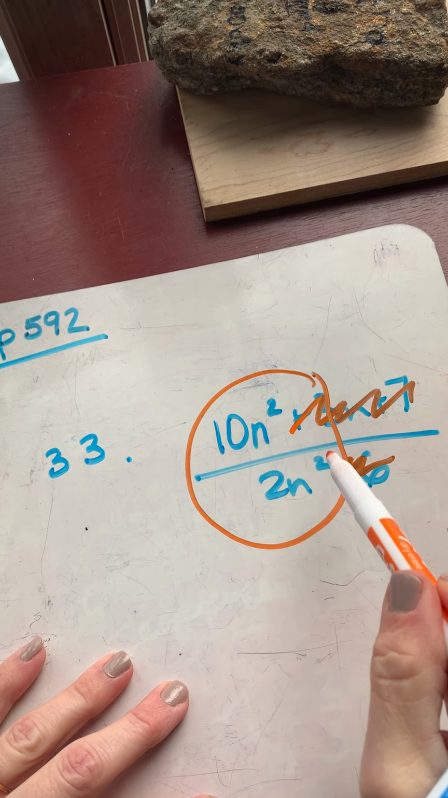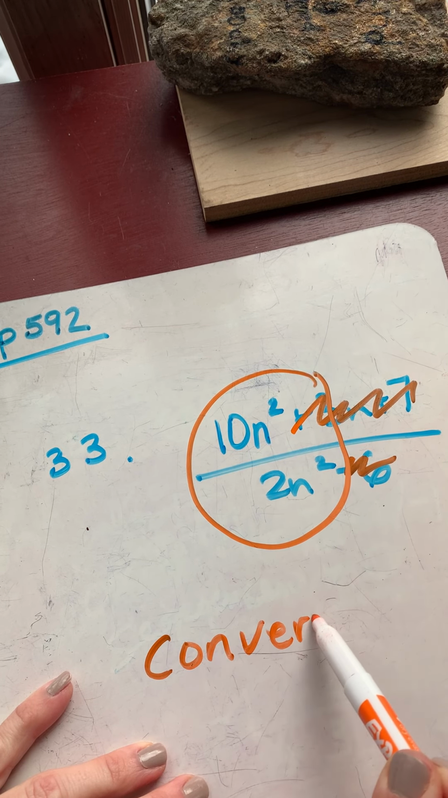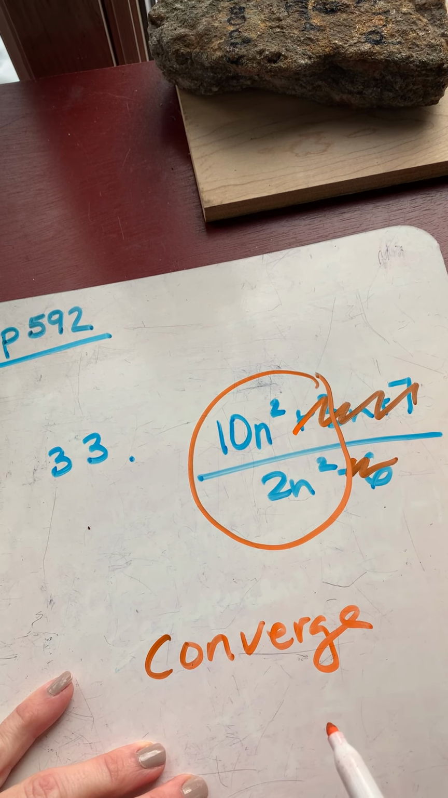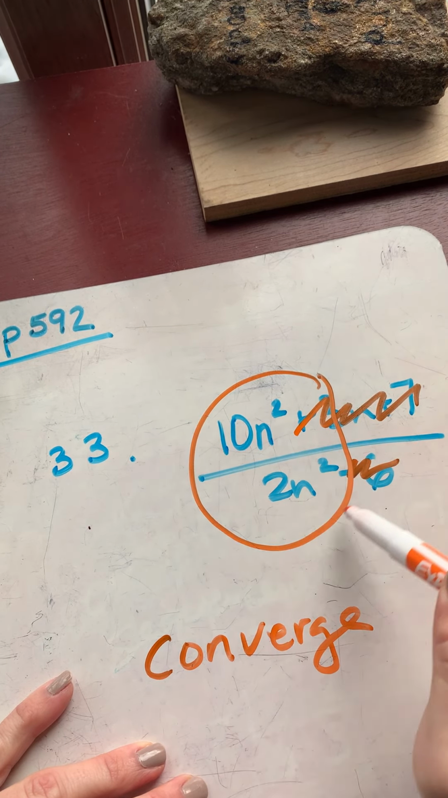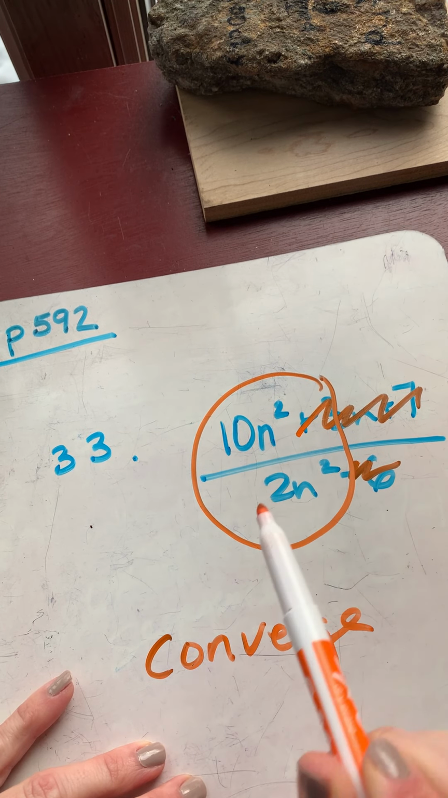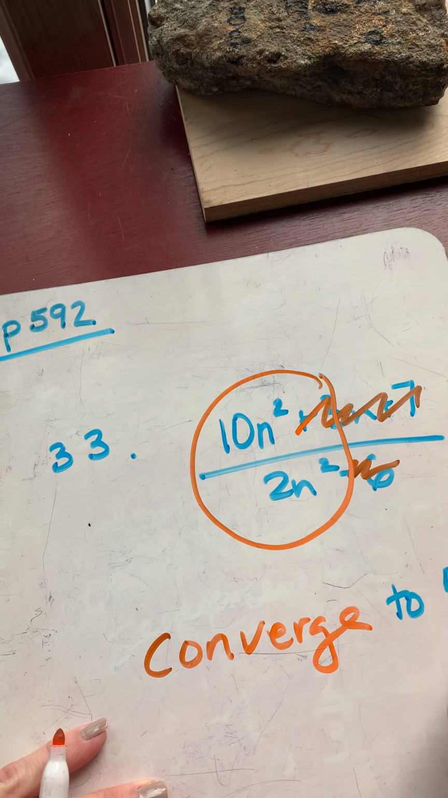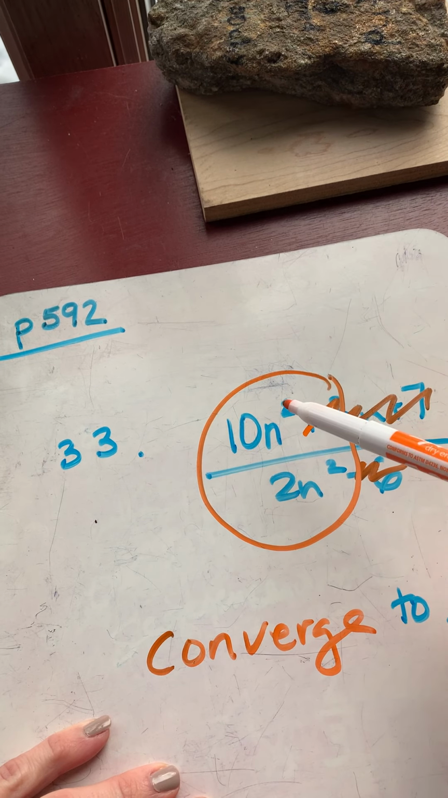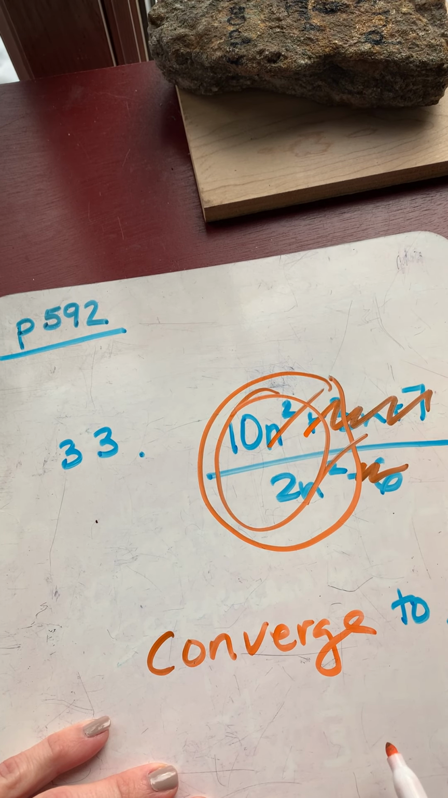Since the degrees are the same, this is going to converge because I don't have that alternator. I'm not going to be alternating signs. I only get to worry about this, and I'm just thinking about where this has a horizontal asymptote. That happens at the ratio of the coefficients. So this is going to converge to 5 because the n squareds are going to cancel each other out, and I'll be left with the 10 over 2, which reduces to 5.